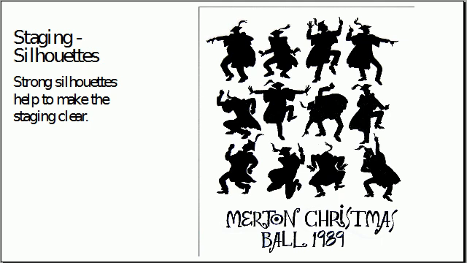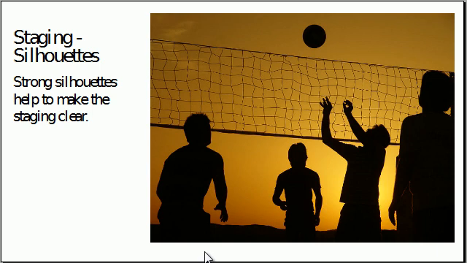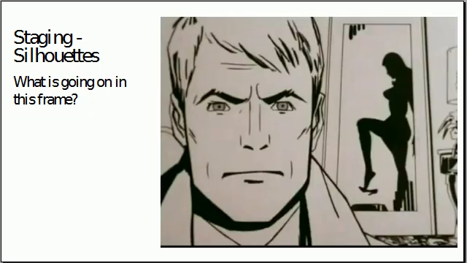Here's a poster that I did for a university ball back in the late 80s, where I did a bunch of dancing dons. Again, I think the silhouettes are strong, and it communicates the idea clearly without the need for any explanation. Here's a nice photograph of some people playing volleyball. Again, just the black silhouettes make it clear what's going on in this image.